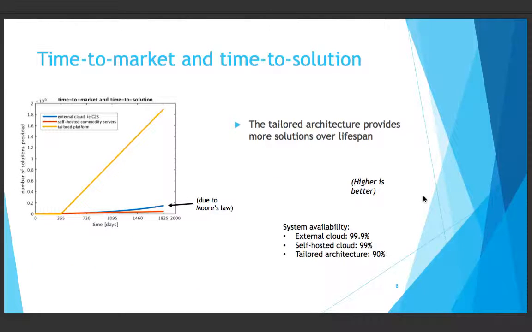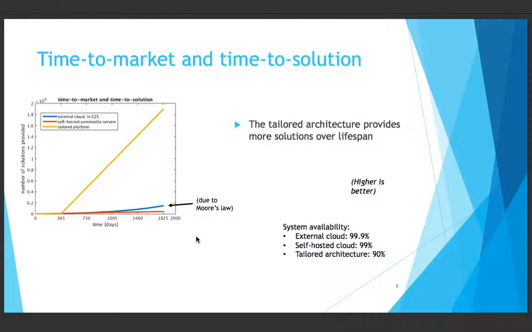So the next metrics are time to market and time to solution, and I'm going to point out here that your time to market is about a year, again, for the tailored architecture, but then once you turn it on, the time to solution is very low, so the number of solutions provided blows up, right? It's very fast per calculation, so it's going to generate a lot of answers.